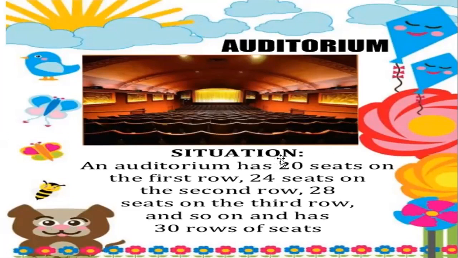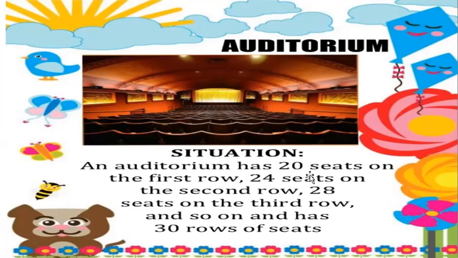An auditorium has 20 seats on the first row. Can you see, auditorium में बहुत सारी seats होती हैं. First row में different number of seats हो सकती हैं. Subsequently increase हो सकती हैं. Subsequently decrease भी हो सकती हैं. But here the number of seats are increasing.